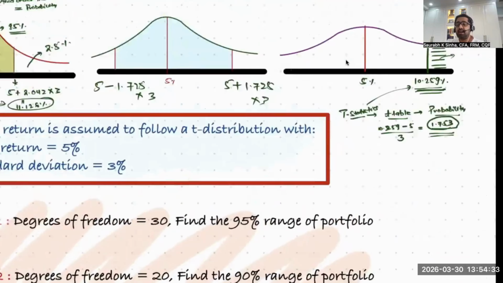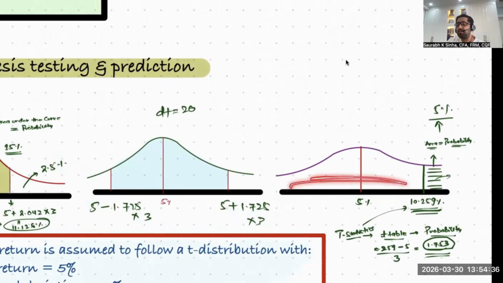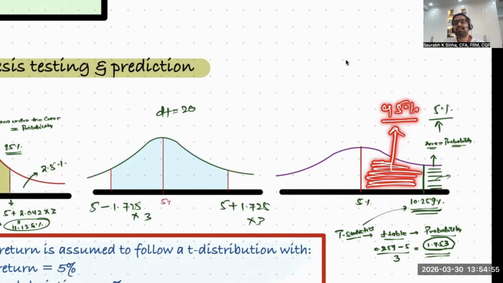Or you can also say that there is a 95% probability that the return of the portfolio would be less than 10.259%. And you can also say there is a 45% probability that the return will be between 5% and 10.259%, because this area would be 45%, because the T distribution is a symmetric distribution. Okay. So this complete half area is 50%. If you're covering 5% in this tail, the remaining area is what? 45%. So a 45% probability that the return will be between 5% and 10.259%.